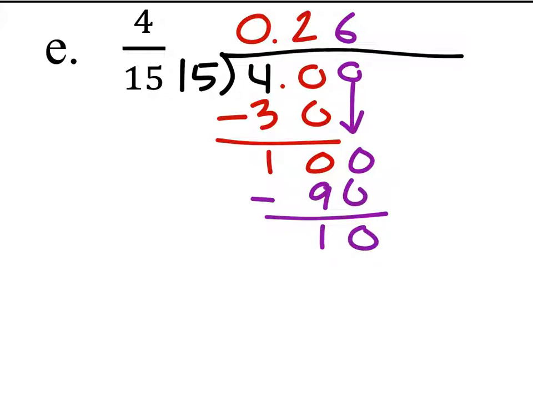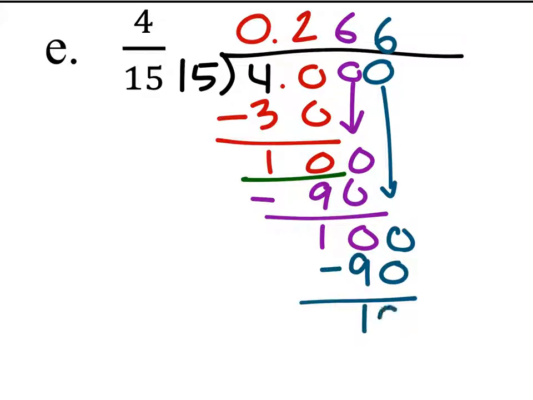So notice, I had 10 right here, and I've got another 10. It's repeated. Which means it's going to repeat, but we have to be careful on this. It's not the 2 that's going to repeat. It's just the 6, and let's show that that is what would happen. If I drop this 0, then I got 100. And how many times is 15 going into 100? We've seen that already. It's going to go into it 6 times, which is going to give us 90. Subtract, and we got another 10. So it's just the 6 that repeats.